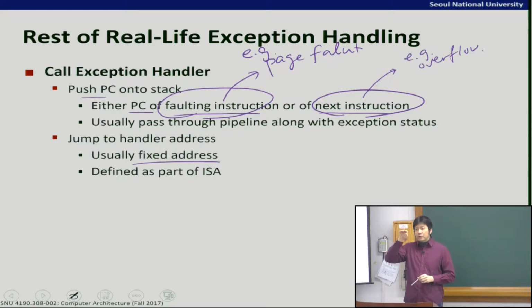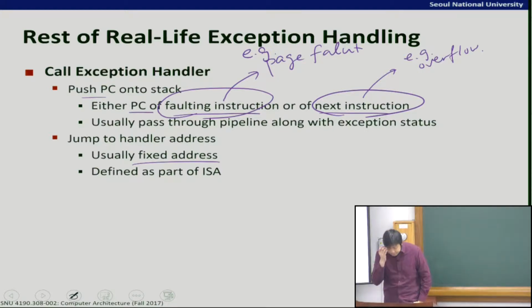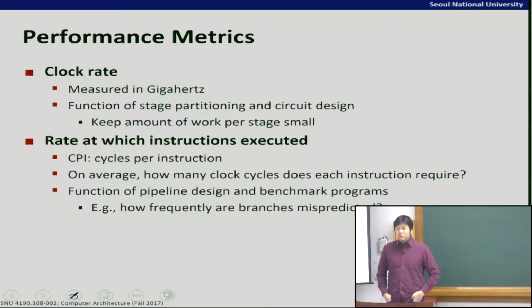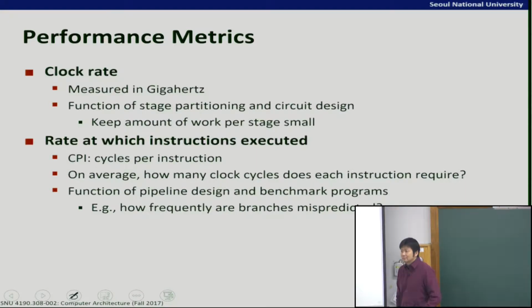And then the software first checks the cause of the exception, and then jumps to the correct handler. That's basically a dispatching function. So whenever we have an exception, we first jump to the common gateway function, the dispatching function, and from there, depending on the cause of the exception, we jump to the correct handler. Okay, and this fixed address is usually defined as part of the ISA. Okay. Questions? Exceptions? Any?